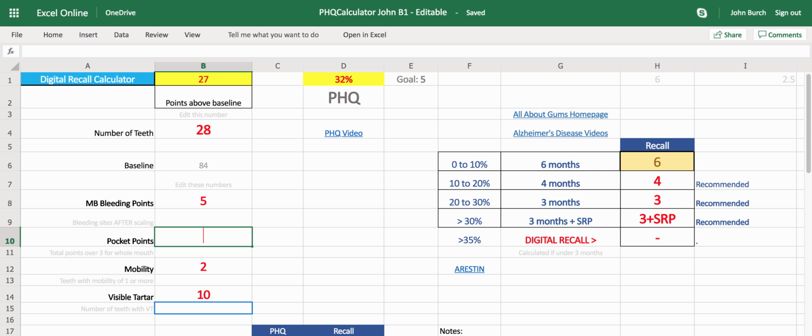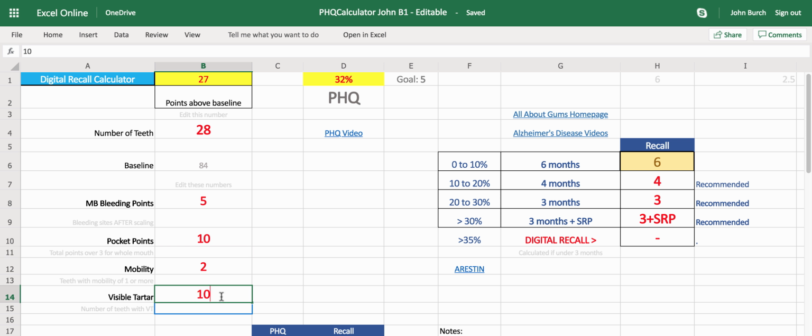A pocket point is 1 millimeter of depth anywhere on the mesial buccal of a tooth that's more than 3 millimeters. So you can literally go through the mouth and probe. And if you get 5, 4, 5, that would be 2 over, 1 over, 2 over, that's 5 pocket points. It's pretty easy once you get the hang of it. It's a whole mouth number, so let's say that we had a total of 10 pocket points. And then mobility, we all know how to do that. We push with our little mirror handle.